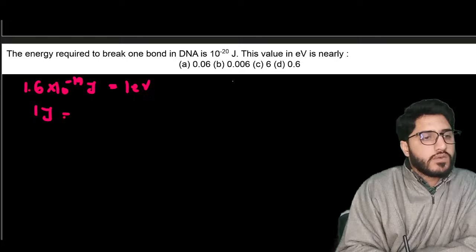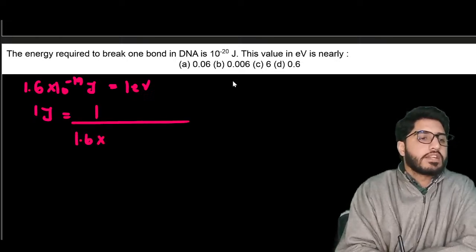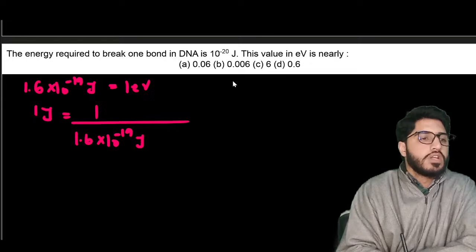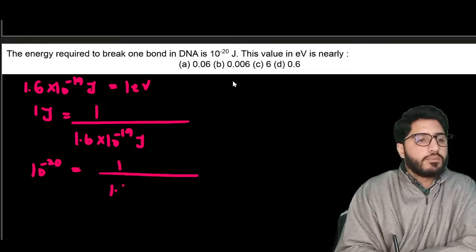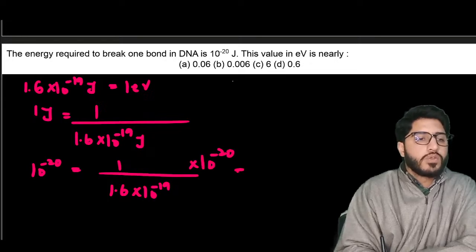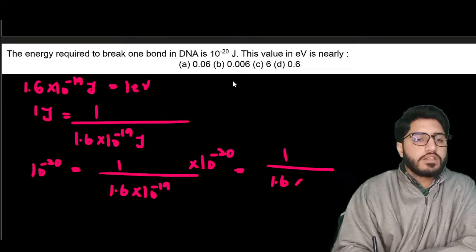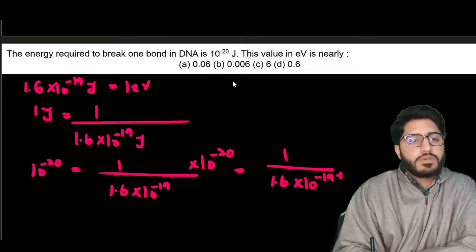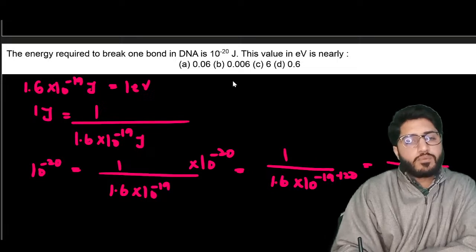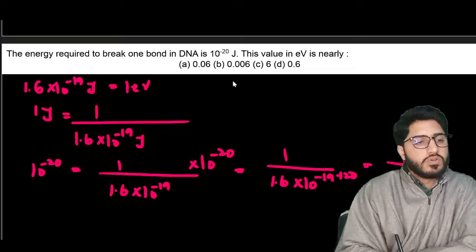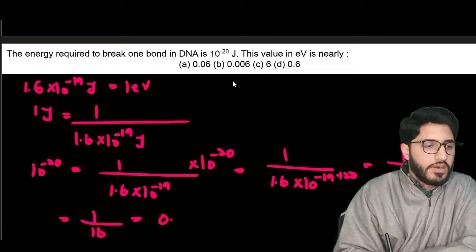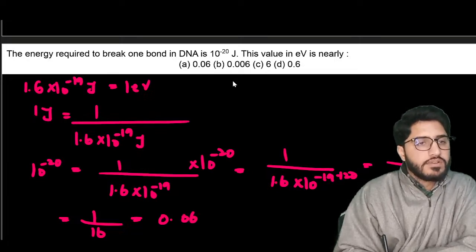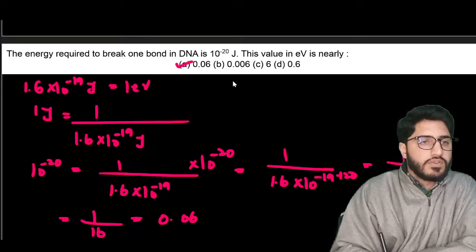So I can write 1 joule equals 1 divided by 1.6 into 10 to the power minus 19 electron volt. So 10 to the power minus 20 joule equals 1 divided by 1.6 into 10 to the power minus 19, multiplied by 10 to the power minus 20. So I can write 1 divided by 1.6 into 10 to the power minus 19 plus 20. So I will get 1 divided by 1.6 into 10 to the power 1. So it is equal to 1 divided by 16, which came out to be 0.06. Yes, option A is correct.